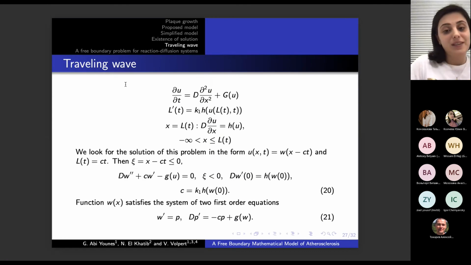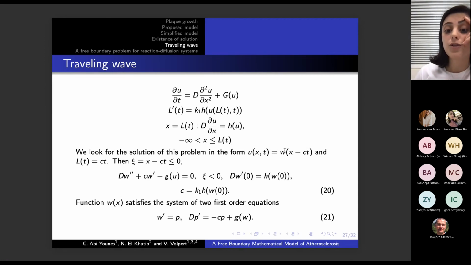Now I am going to talk briefly about traveling wave solutions. Of course, here we take this first equation. It is the equation of U, a partial differential equation of reaction diffusion type. And we took also this form for L prime, where L is the size of the domain. Also here we have this boundary condition, but in our case now, for the traveling wave solution, we take x between minus infinity and L of t.